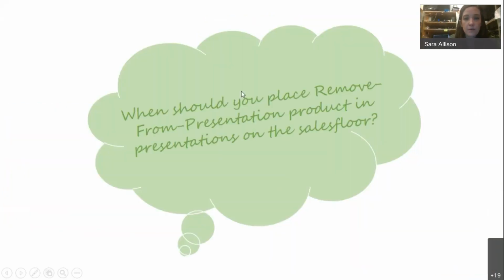Okay, so I think we made it here. A little question for the inventory filter. When I say remove from presentation product, that really means product that's moved to clearance for this new set. So when should you place remove from presentation product in presentations on the sales floor? When is it appropriate to utilize clearance product in presentations? And when I say presentation, that means new floor set. So when would it be appropriate to pull those items in, do you think?